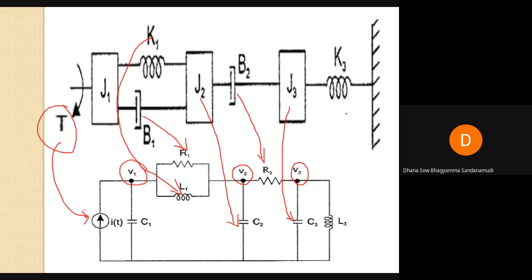K3. K3 is what? K3 is 1 by L3. So 1 by L3 means it should be connected in parallel to J3. So connect L3 in parallel to J3. After connection, draw a line here. And if you want, you can mention reference 0 volts, even if it is not visible. It's okay. So this is my circuit.